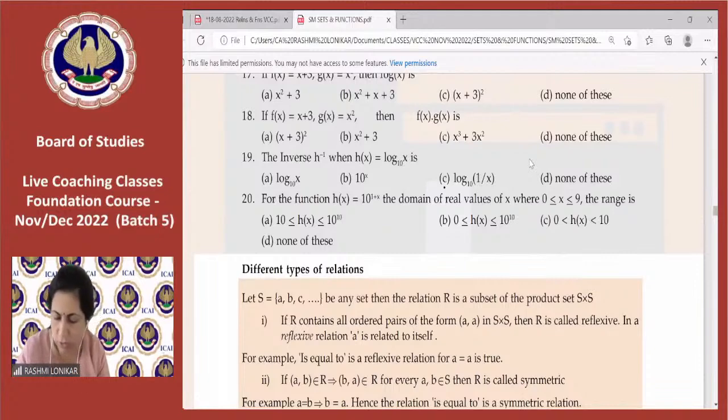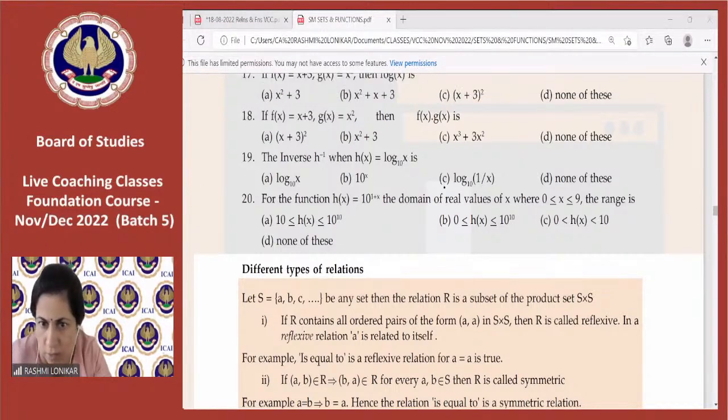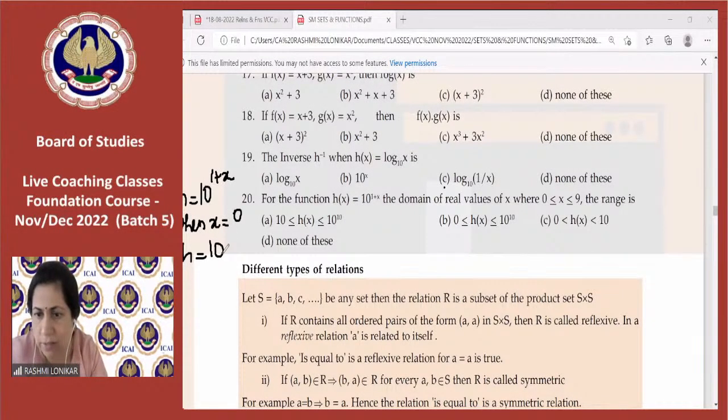Yes, Anshu, Himanshu, yes. Now, what is h? What are we saying? h is equal to 10 raised to 1 plus x. Now, what does this mean? They're asking the real value. So, when x is 0, what will be h? h will be equal to 10, right?